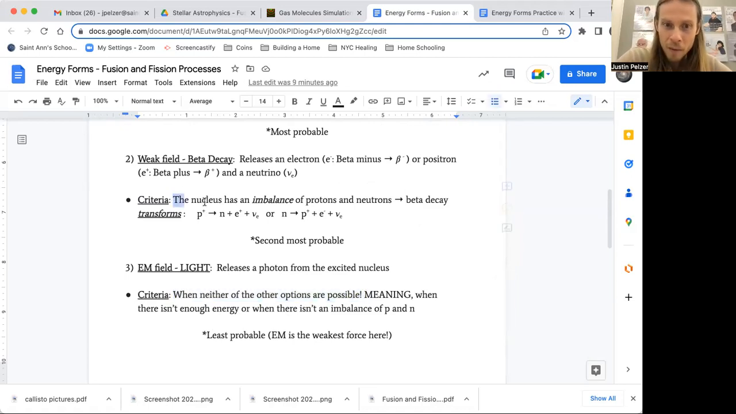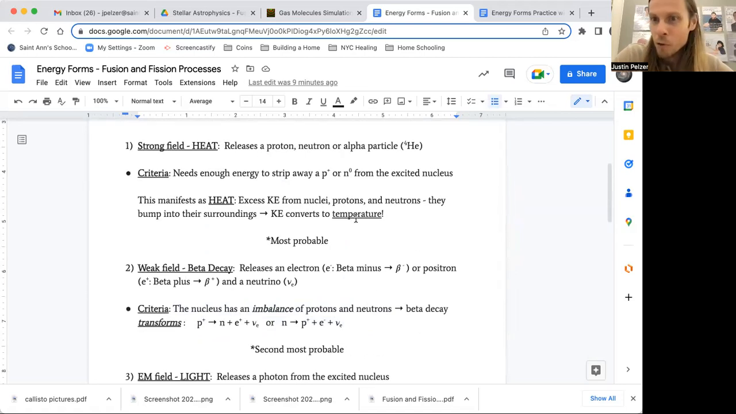So if you have an imbalance of protons and neutrons, the universe will correct it via transformation. Great. And I'm going to go through some examples in a second. If you have enough energy to release a proton or neutron and give it the extra energy, and then it collides into the rest of the room and it bounces around, cool. That's what we mean by heat.